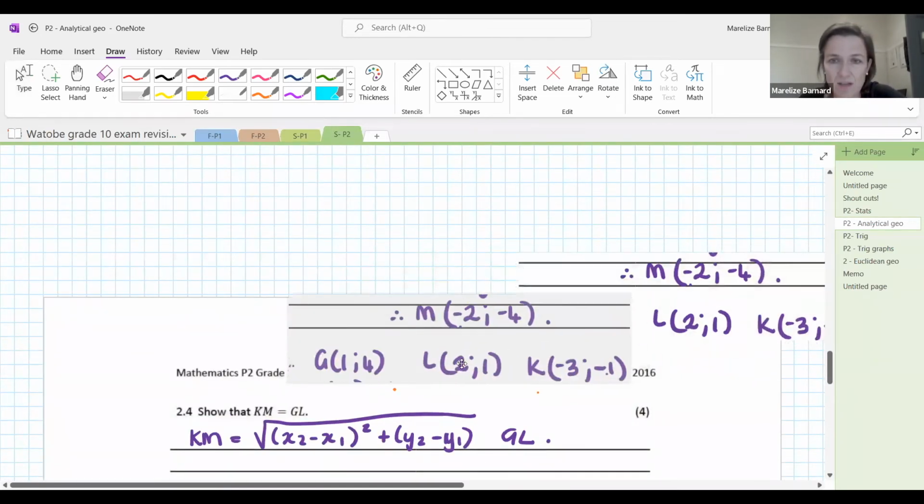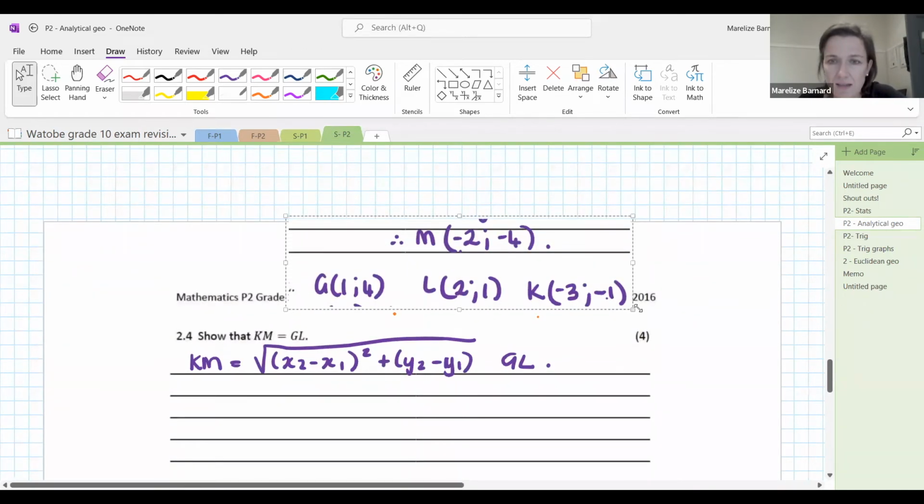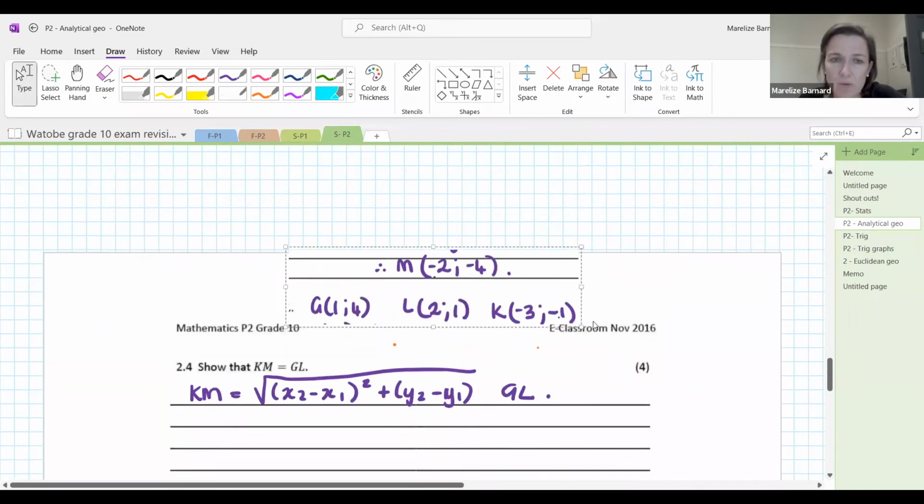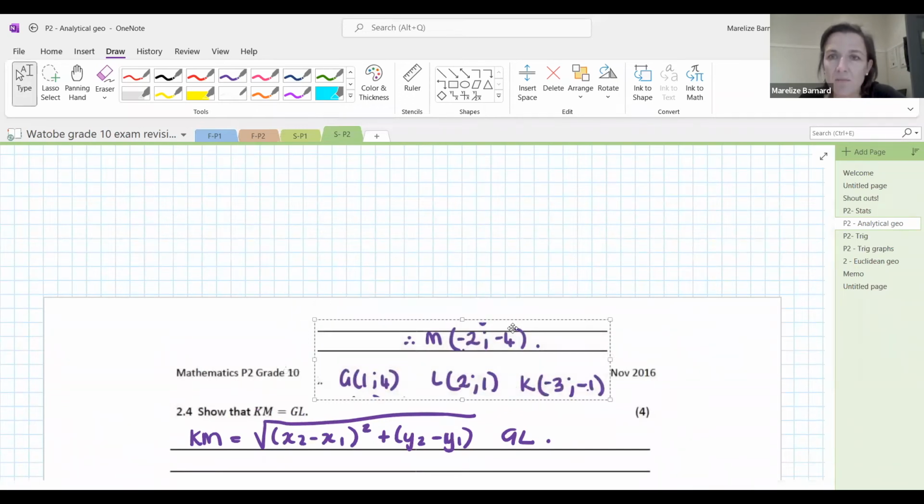Okay, here we go. There's all our points. Let's take the next 2 minutes to quickly work out these two lengths. As soon as you have them, pop them in the chat, then I know you're done. Calculate the length of Km and the length of GL, or the distance of Km and the distance of GL.